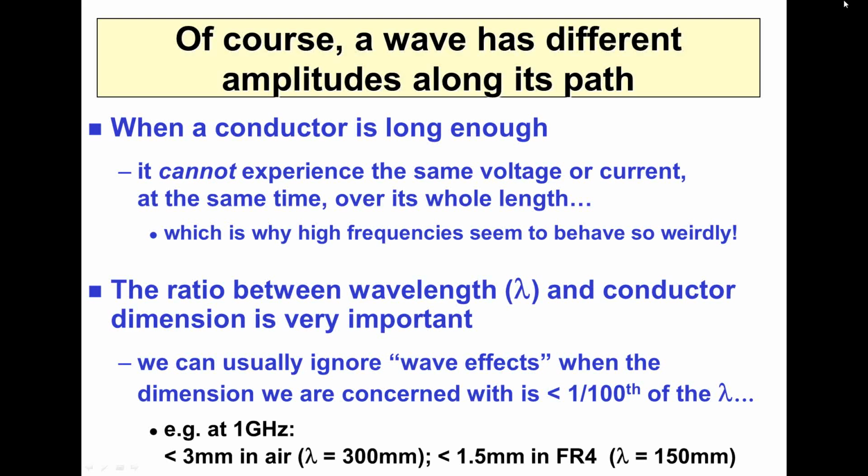For a wire in the air, a bare wire in the air, the wavelength is 300 millimeters at a gigahertz. In a PCB trace, the wavelength is somewhat shorter, about a half, for reasons we'll talk about in a minute. So we're looking at about 1.5 millimeters, about the length of a via hole on an ordinary PCB. So anything longer than a via hole, we start to get nasty wave effects.